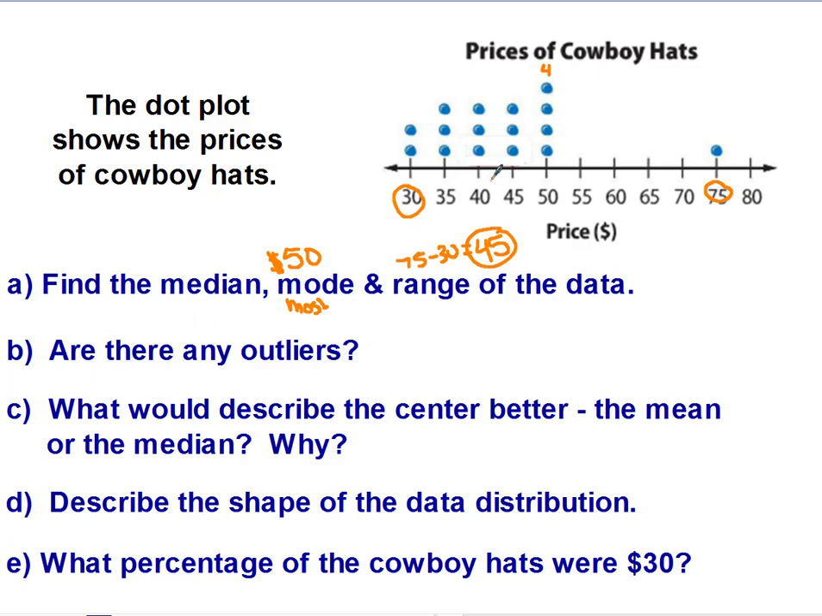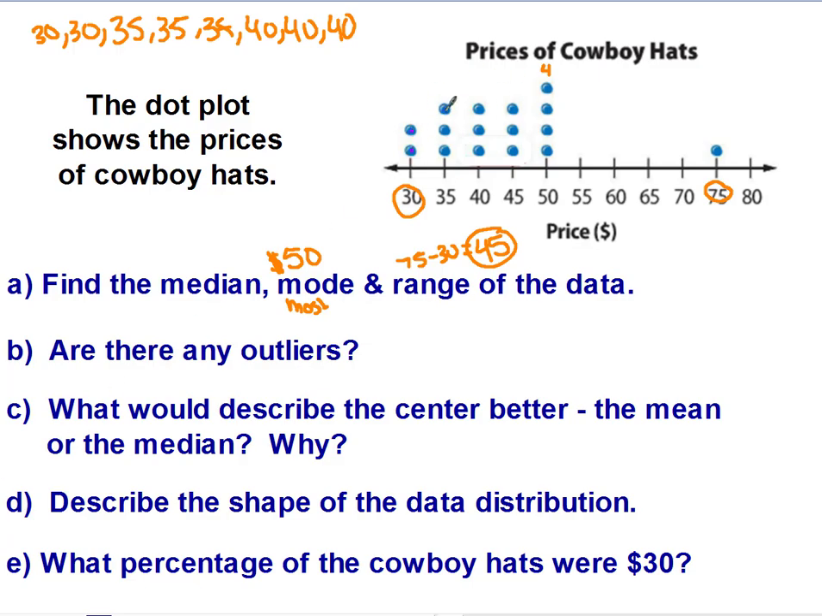Okay, so I could do this 2 different ways. I can either write each number. So I can do 30, 30, because I have 2 30s, and then I can write 3 35s. So 35, 35, 35, and then 3 40s, 40, 40, 40. Okay, this is going to take me a long time because I have a lot of numbers. Or I can just count the total number of dots.